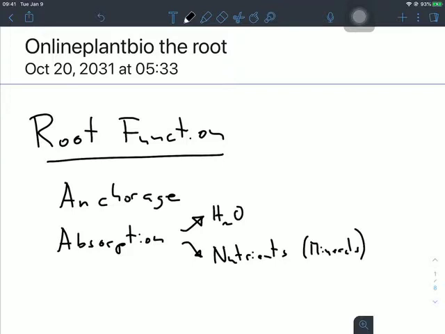And then in those foods that we eat, we have our vitamins and our minerals. In the plant's case, they're able to make their own vitamins, but they still need the minerals from which to build those vitamins. And so root absorption has to be of both water and minerals.